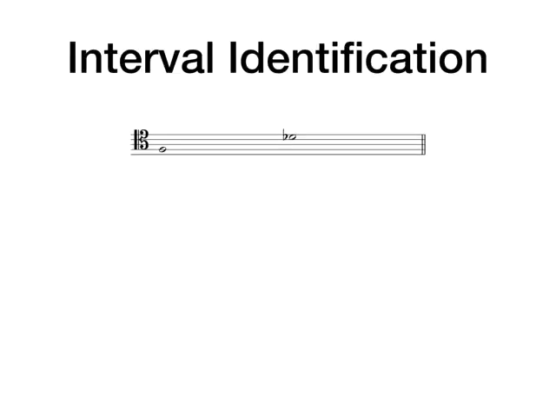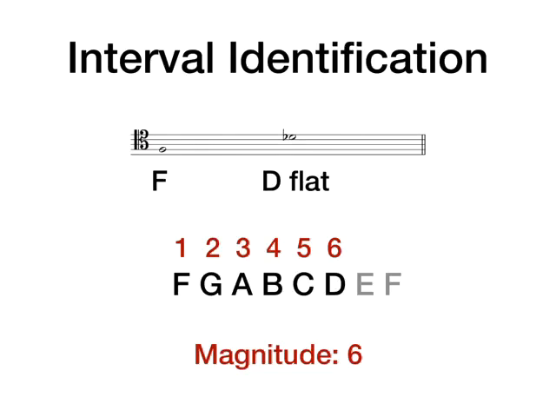Let's try an example. Pause the video and see if you can figure out what this interval is. So our first step is to identify the notes. We have an F and a D flat. We can count our magnitude, F, G, A, B, C, D. We don't care that the D is flat because we're just counting letters. 1, 2, 3, 4, 5, 6, magnitude 6. This is a sixth.